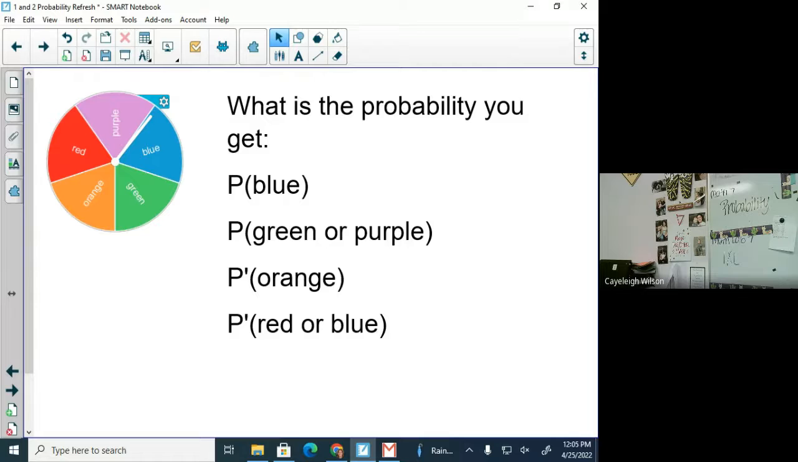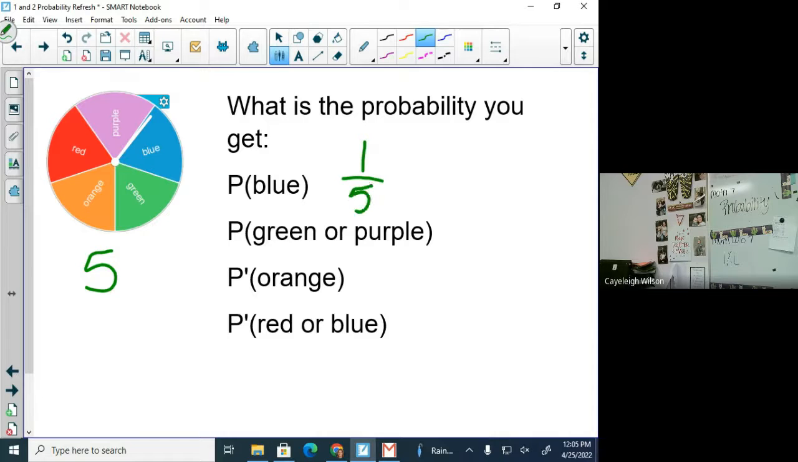Okay, remember we said first thing we're gonna do is count how many we have. So how many colors do we have on the spinner? 5. There's 5 colors on the spinner. Okay, Eli, what's the probability that I would spin it and get blue? 1 out of 5. There's only 1 blue.